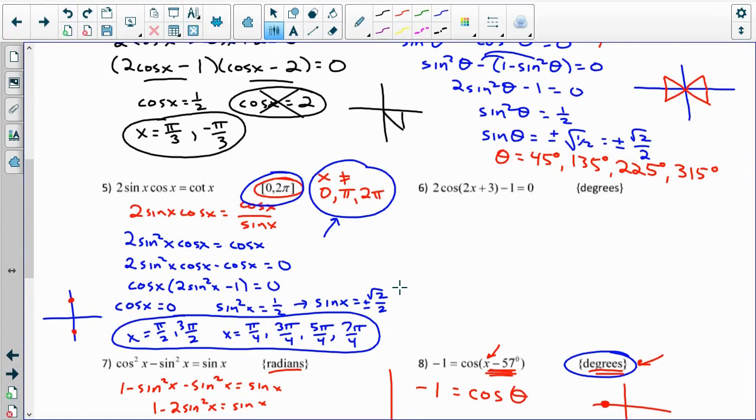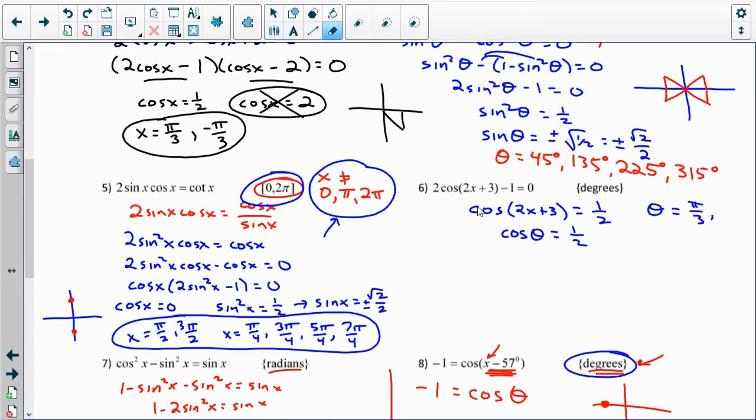Finally, let's go back to number 6, where I have 2 cosine of 2x plus 3, minus 1 equals 0. If I solve for the cosine part, I add 1 and divide by 2 to both sides. So I have cosine of 2x plus 3 equals 1/2. Really quick, let's just think about it as what would happen if it was just like cosine of theta. So if cosine of theta equals 1/2, we know that's at pi over 3 and 5 pi over 3 in radians, but since we're in degrees, I know that that is 60 degrees and 300 degrees.